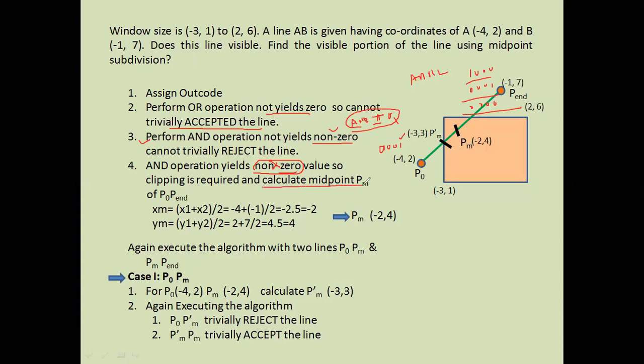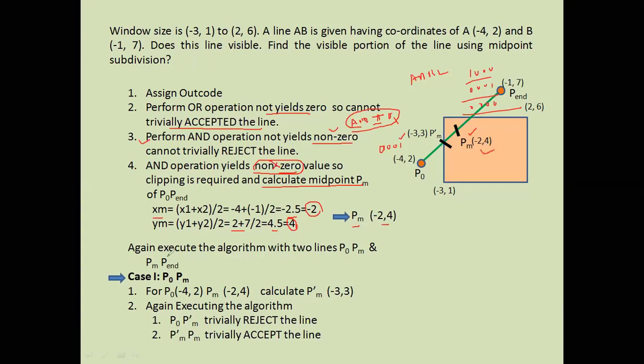So we have to calculate the midpoint PM. We have calculated the midpoint. You can easily see that we have taken a line P0 Pn, and midpoint PM is calculated by x1 plus x2 divided by 2, y1 plus y2 divided by 2. Putting the values of x1, that is -4, and x2 is -1, you will get -2.5. It has been rounded to the lower side, that is -3. Okay, y1 plus y2 divided by 2: 2 plus 7 is 9, that will lead to 4.5. Again lower side we have done. So PM is -3, 4. In this manner the midpoint is calculated.